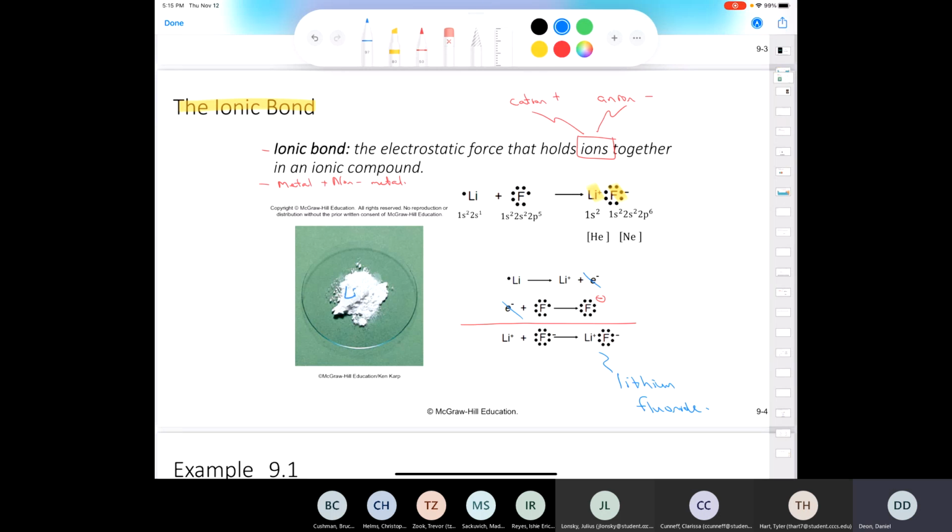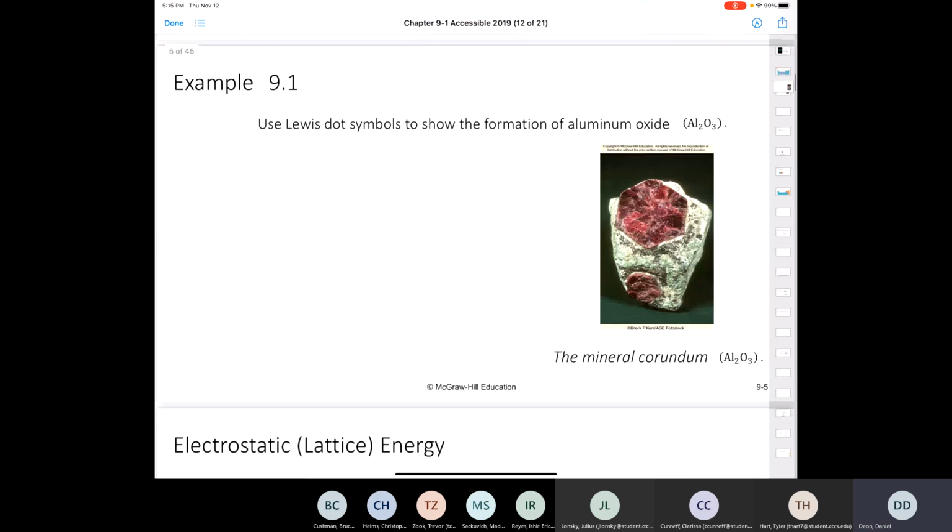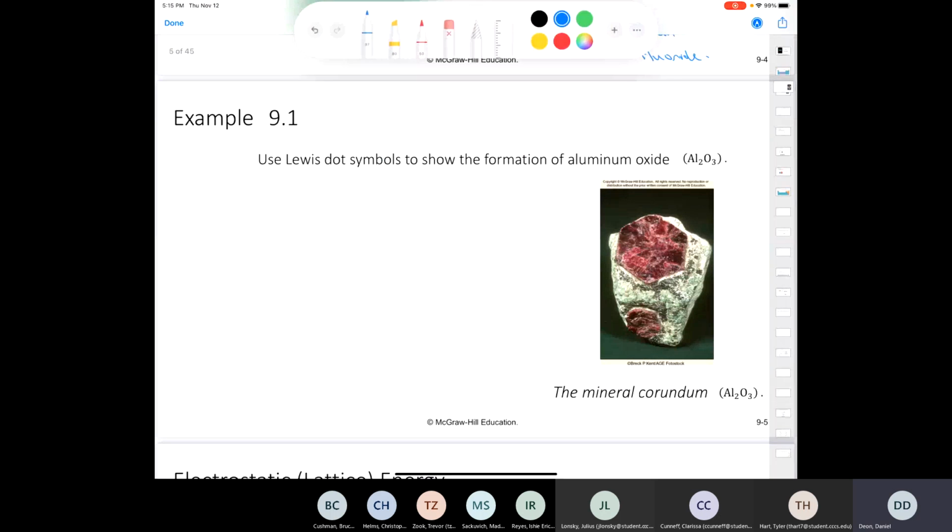Ionic compounds like lithium fluoride are solids. The electrostatic interaction that holds those ions together is very strong, and it's so strong that we end up with solid compounds with high melting points and high boiling points. Let's try an example.